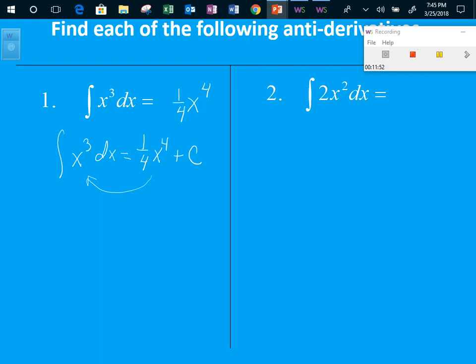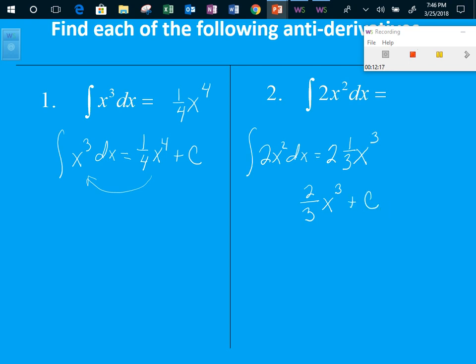Here comes my number 2. The antiderivative of 2x squared dx. We're going to add 1 to the power, so it's a 3. I'm going to multiply by the 1/3, and I still have that 2 out there. So my ending answer, 2/3 x cubed plus c.